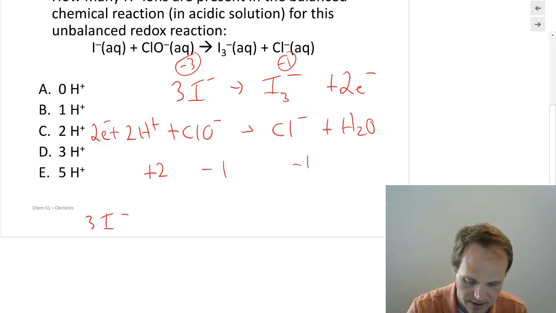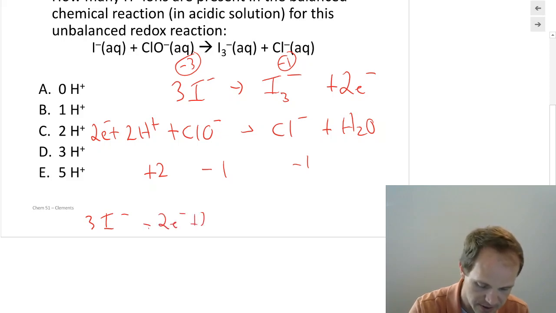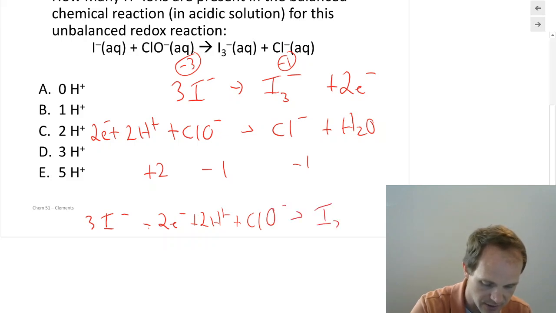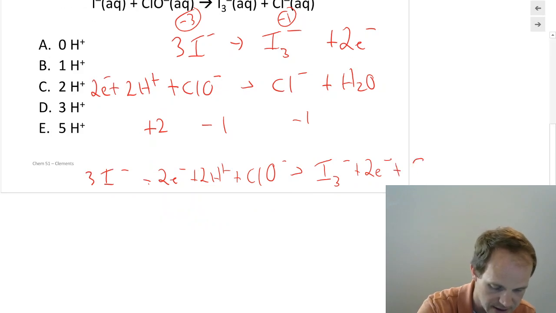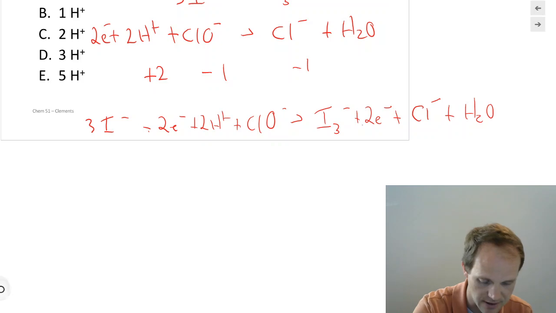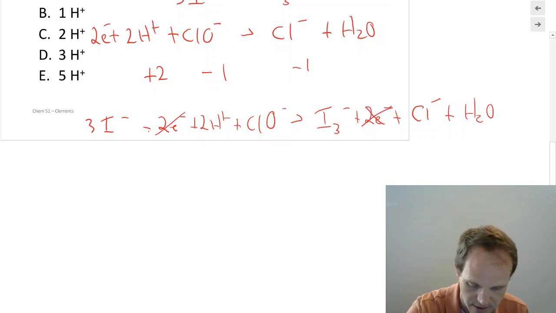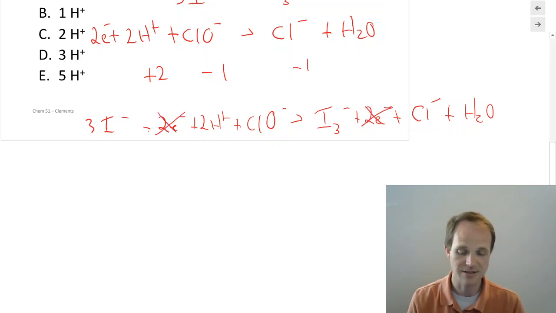3I minus plus 2e minus plus 2H plus ClO minus goes to I3 minus plus 2e minus plus Cl minus plus H2O. And we cancel out our electrons. There's no hydrogens to cancel out. There's no oxygens to cancel out or waters to cancel out.